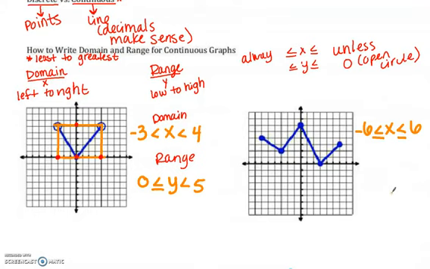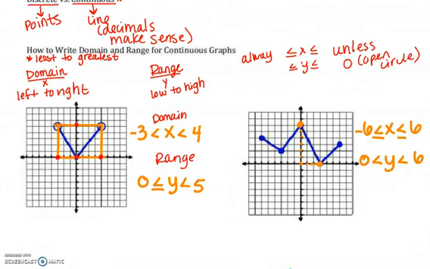Range is lowest to highest. So the lowest, again, on this one is right here. This is my lowest, so I can look right here. My lowest is at 0. Always this way with a y in the middle for range. And then my highest point is right here. So I go up 1, 2, 3, 4, 5, 6 this time. So my highest point is 6.